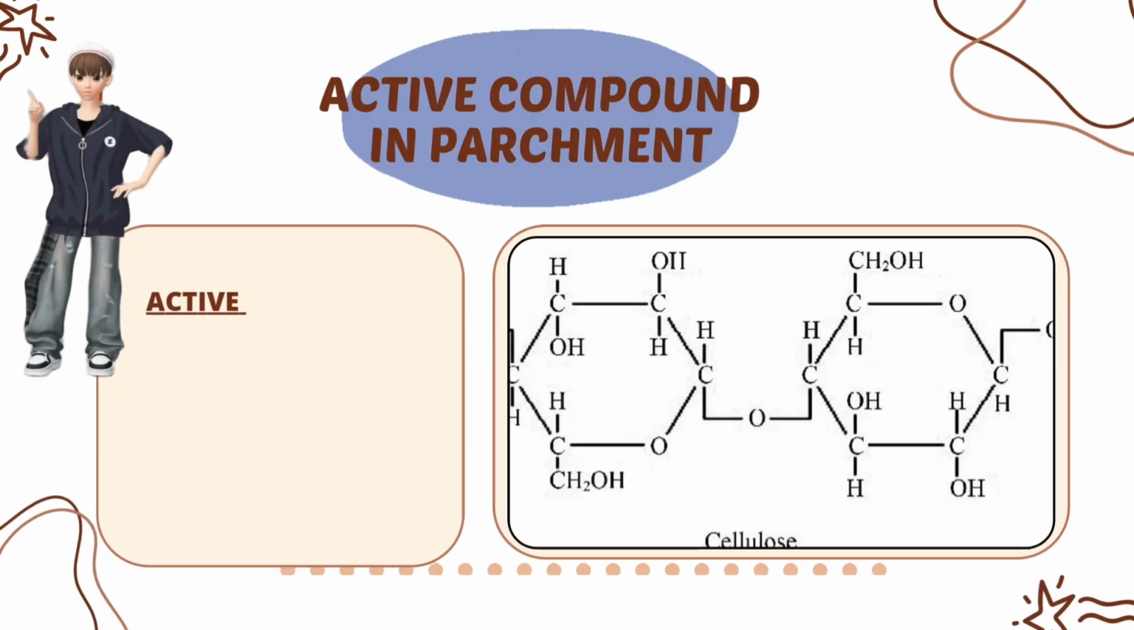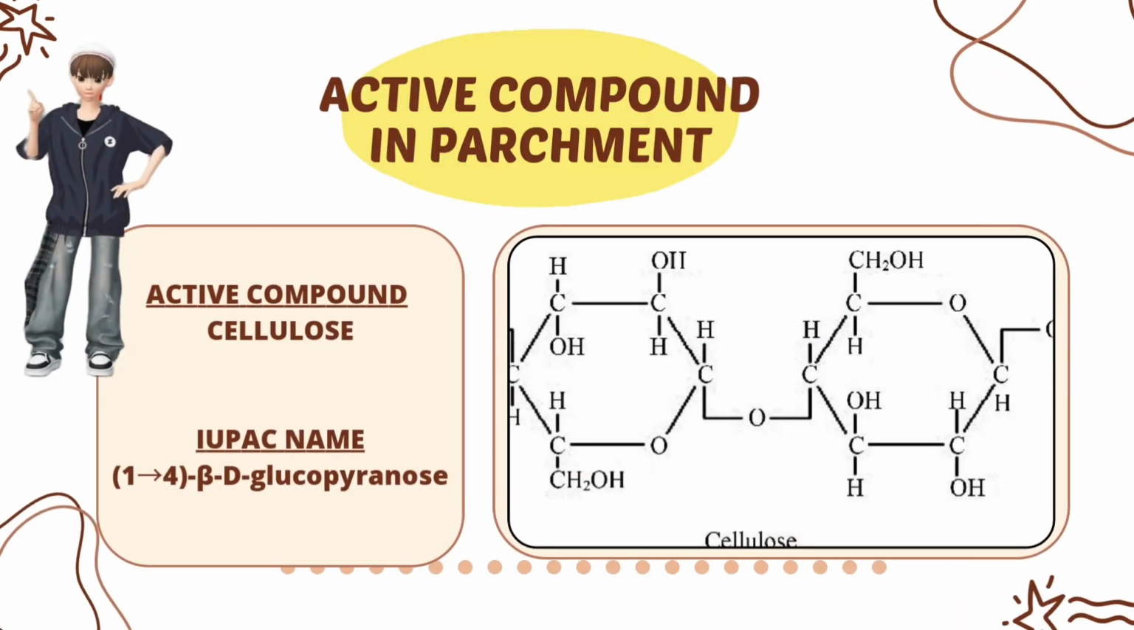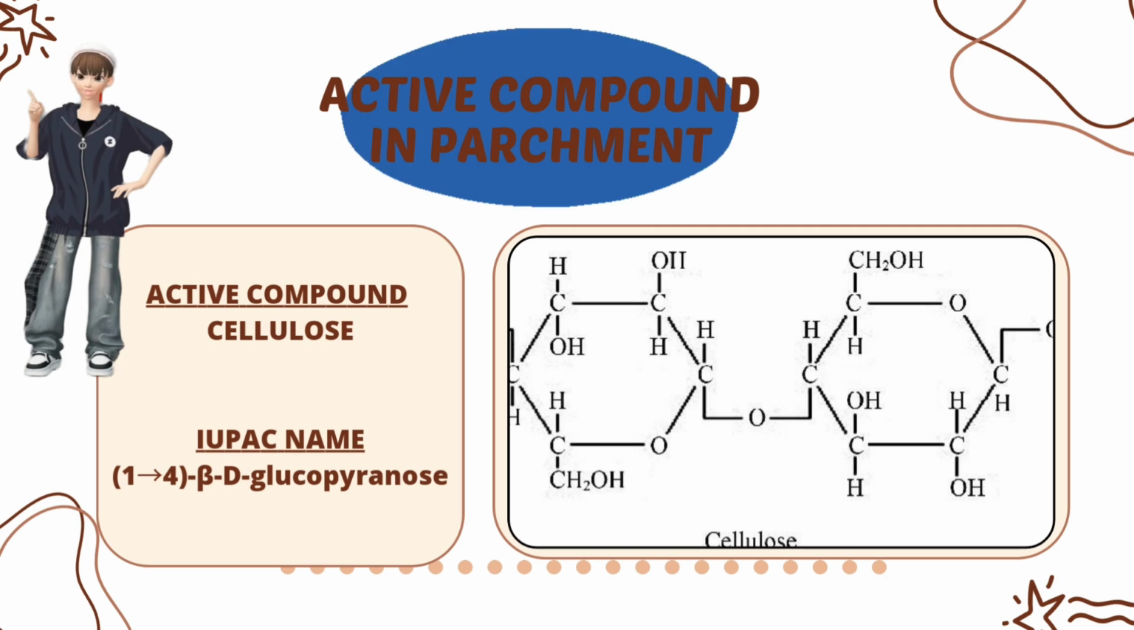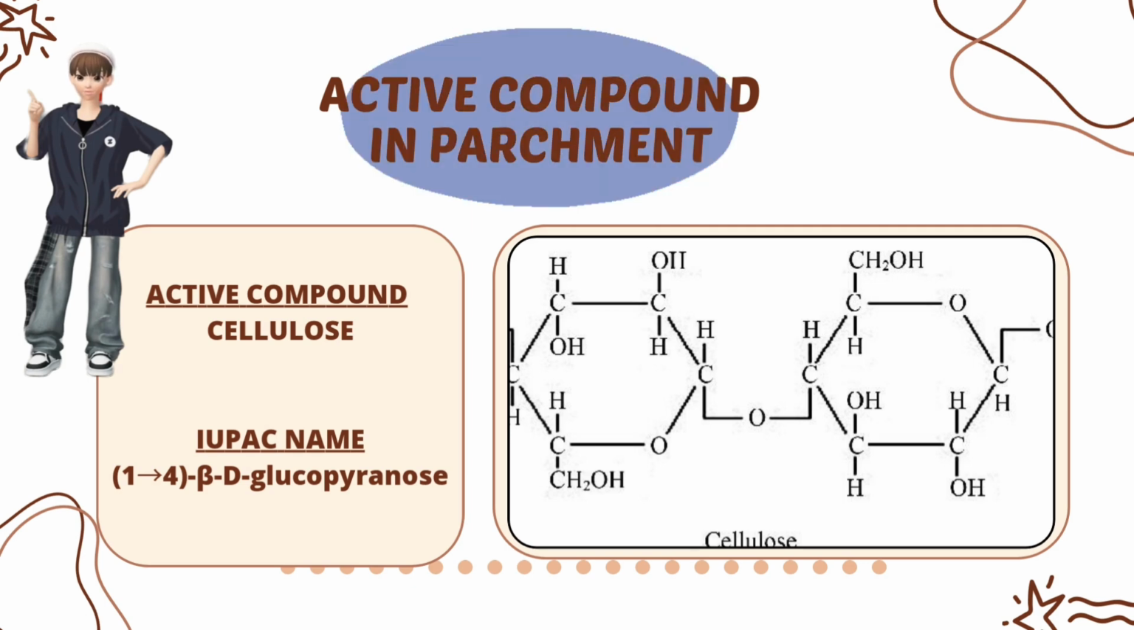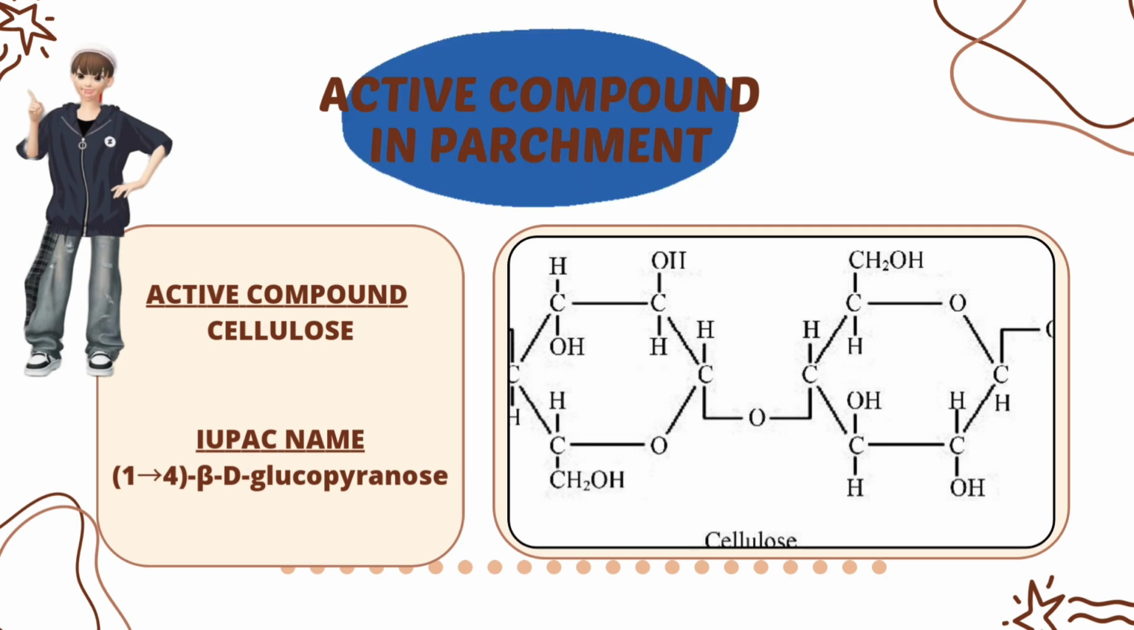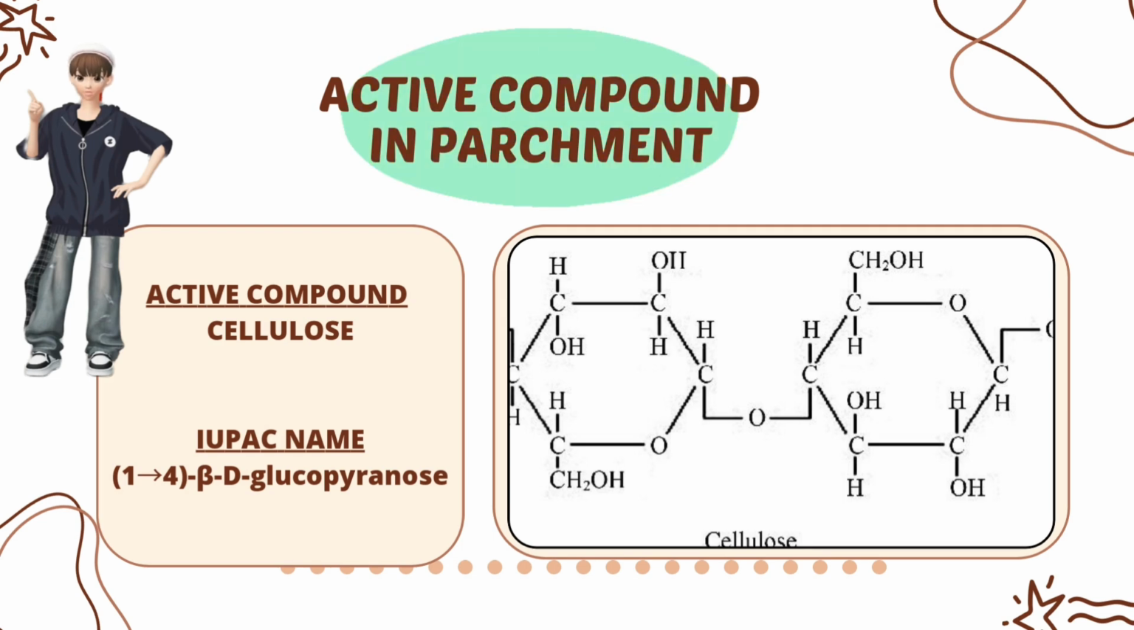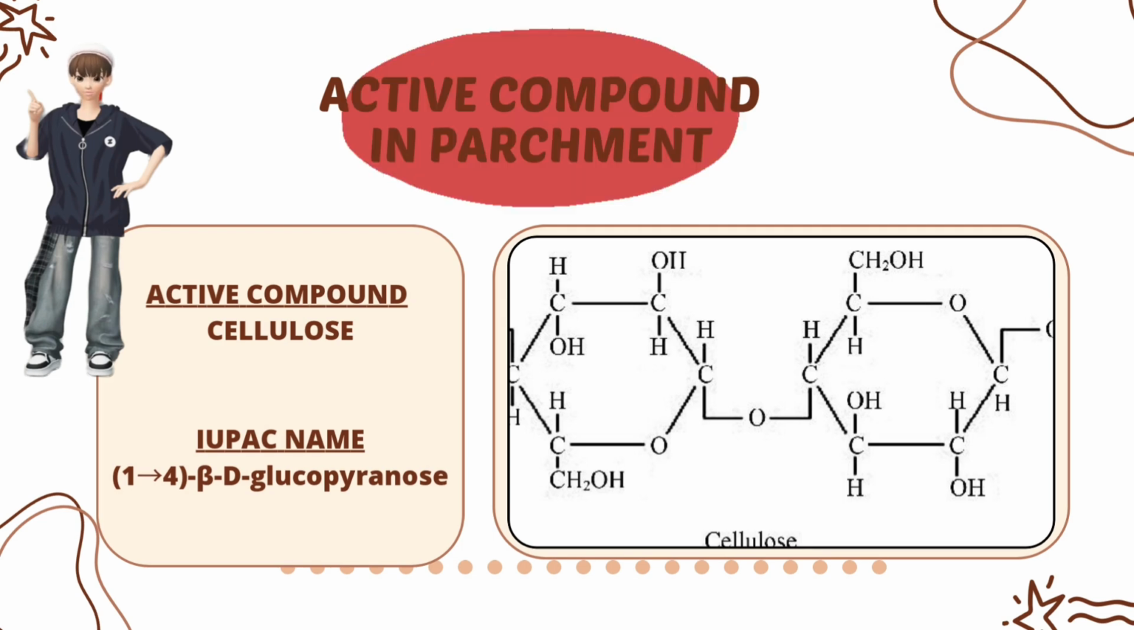Now, we will be moving on to the active compound of parchment, which is cellulose. Its IUPAC name is 1,2,4-beta-D-glucopyrrose. As you can see in the diagram, it only shows 2 units of glucose, but in reality, cellulose is a polysaccharide made up of a long chain of glucose units.